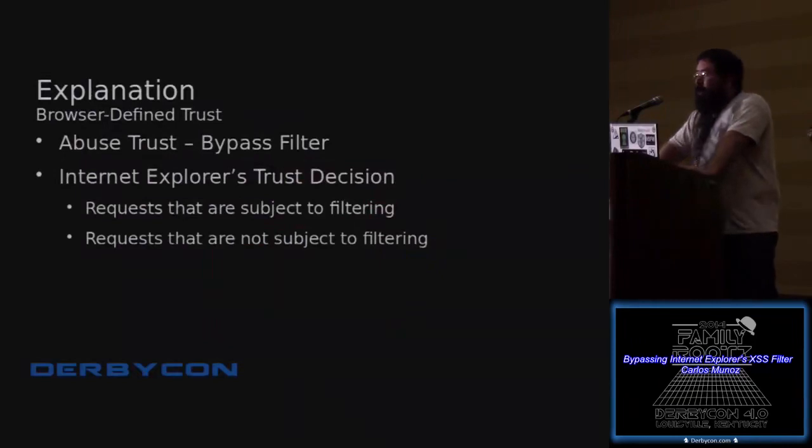So the filter in Internet Explorer has a trust model that can be abused. The filter decides which requests it's going to subject to cross-site scripting testing and which ones it's just going to let through. And we can abuse this trust model to bypass the filter.